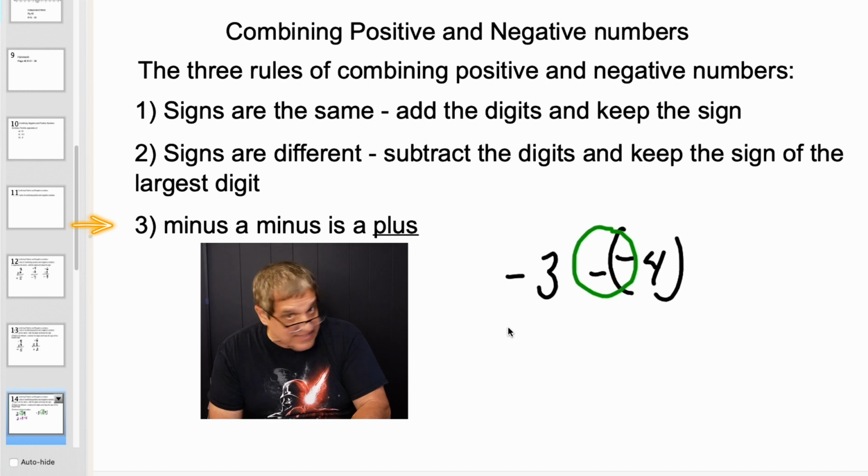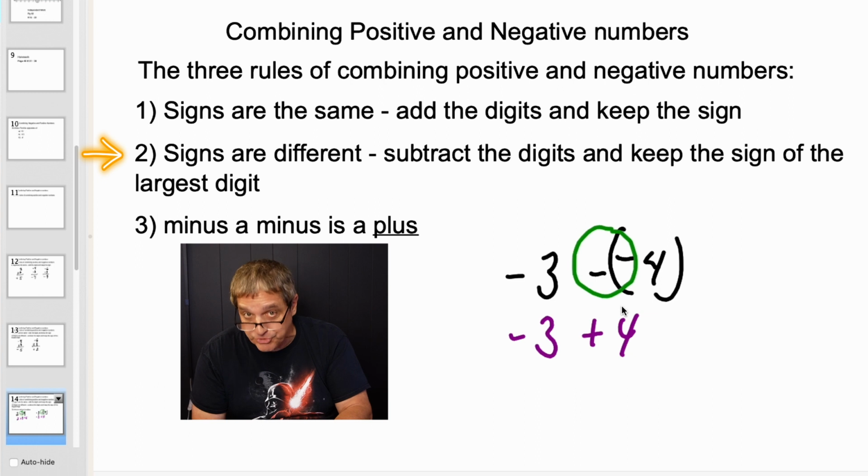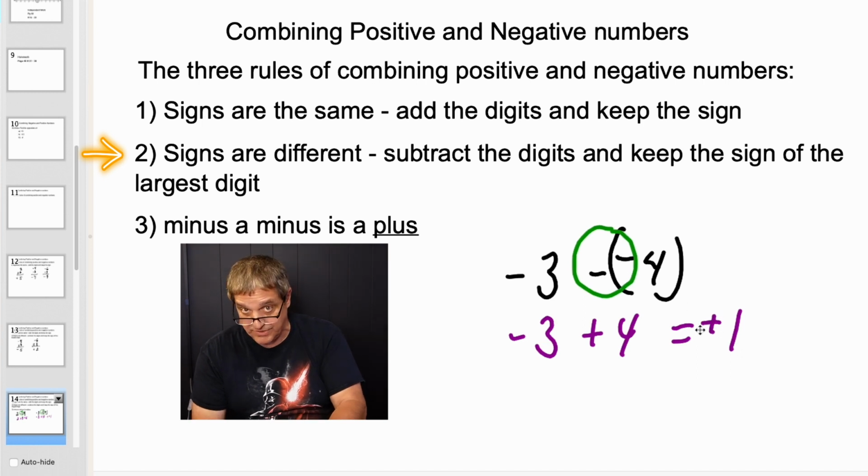The minus 3, that stays negative, okay? Because this didn't affect that. All right? So minus 3, and now change this to plus 4. And now what do I have? I have rule number 2. The signs are different, so subtract the digits. 4 minus 3 is 1, and keep the sign of the larger digit. And the larger digit is 4. It has a positive sign, and so the answer is positive 1.